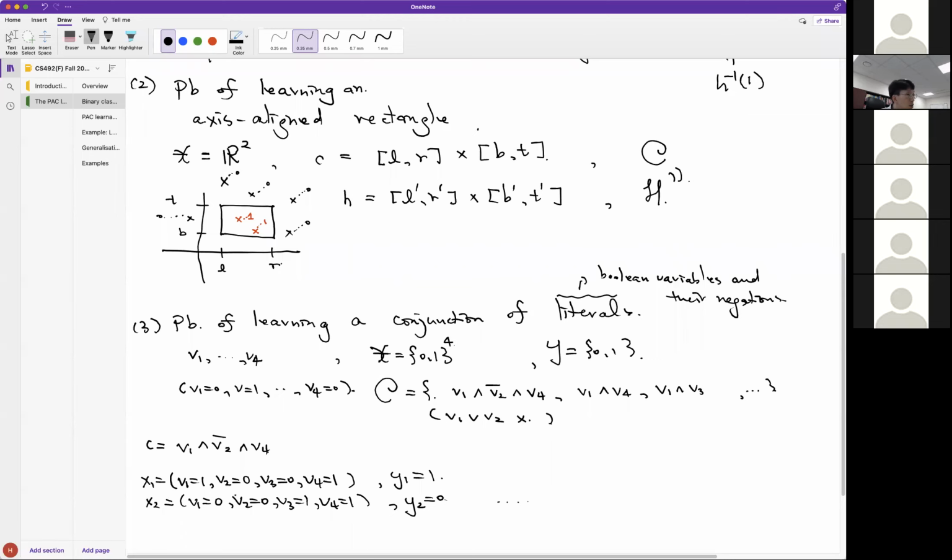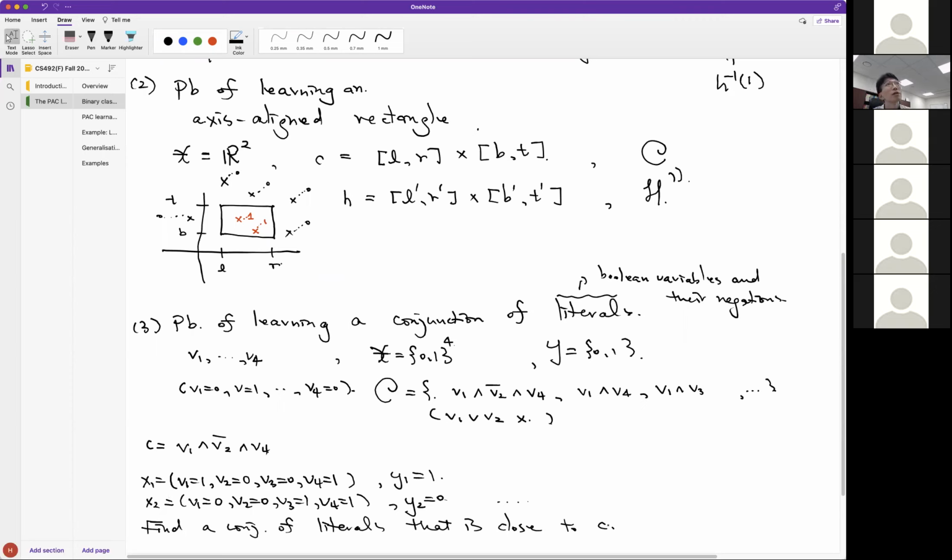And then the question is, from these examples, find a conjunction of literals that is close to C. So this is the second learning problem.